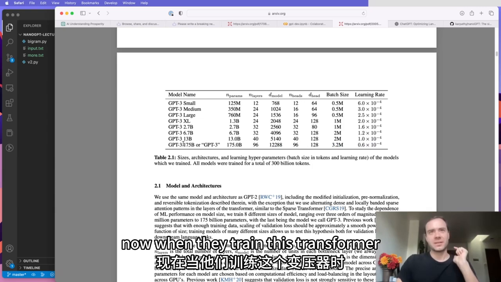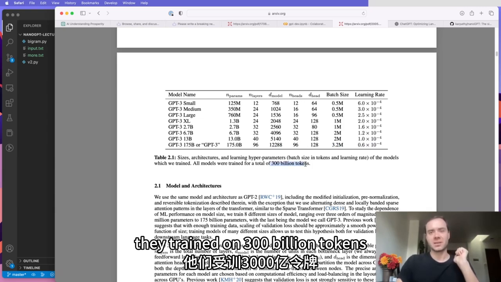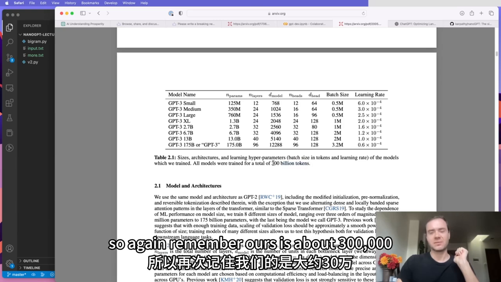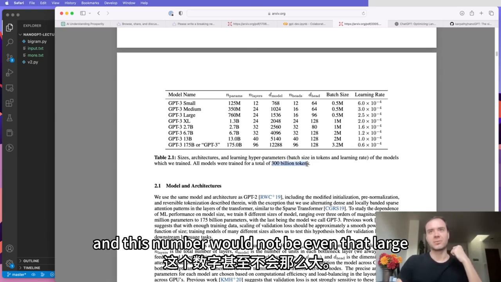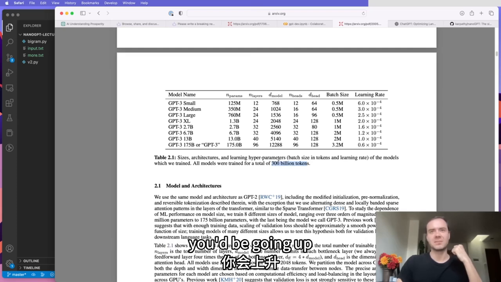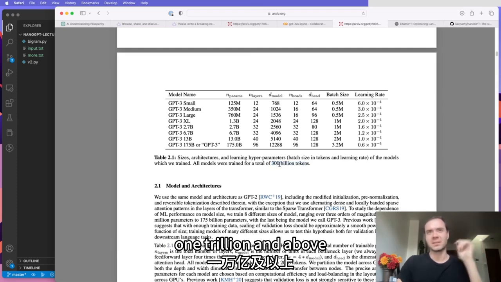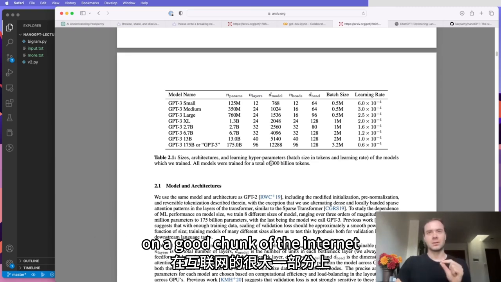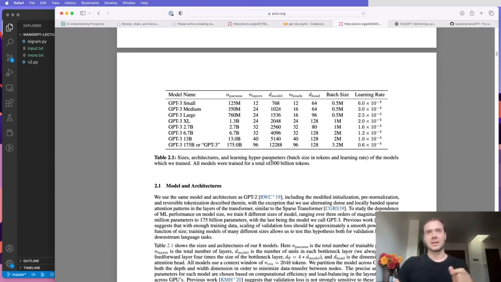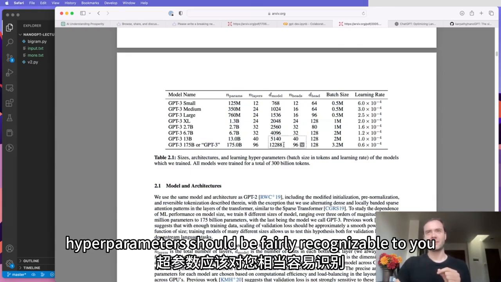Now, when they trained this transformer, they trained on 300 billion tokens. So again, remember, ours is about 300,000. So this is about a million-fold increase. And this number would not be even that large by today's standards. You'd be going up to 1 trillion and above. So they are training a significantly larger model on a good chunk of the internet. And that is the pre-training stage. But otherwise, these hyperparameters should be fairly recognizable to you.